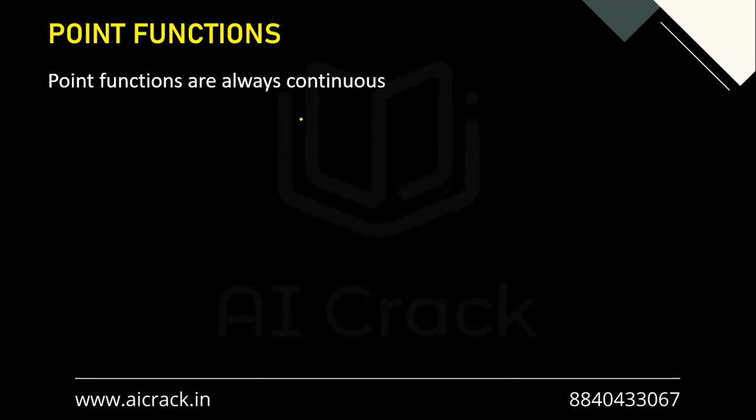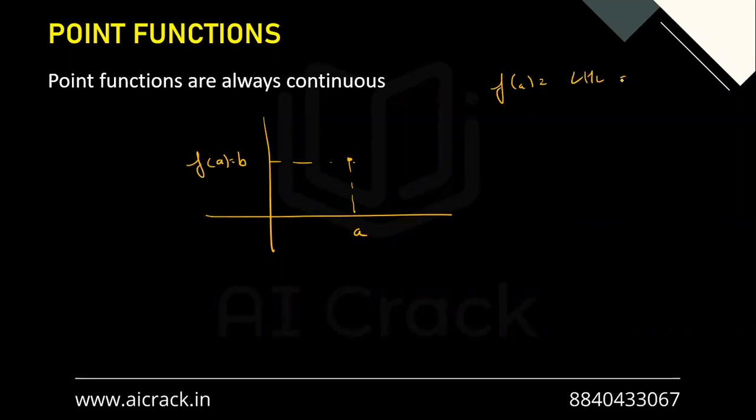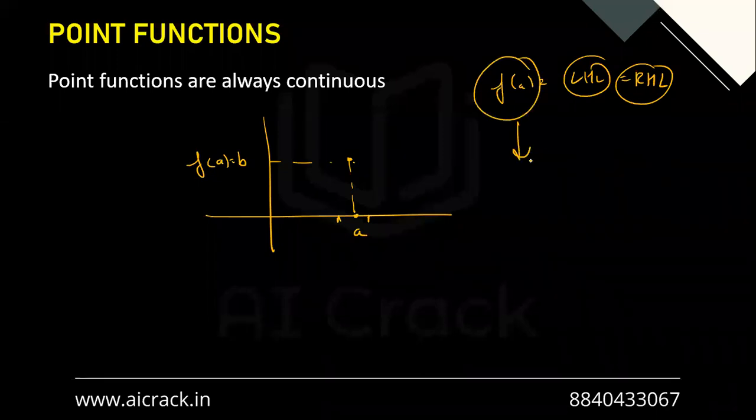So basically point functions are always continuous. Why? Because they are being defined at just one singular point. Now what is the definition of continuity? We say that f of a, let's say this is point A, this is f of a equals b. f of a equals LHL equals RHL in that vicinity. But over here, the function is not being defined at any place. It's being defined at a singular point, that is a. That is just one point. It's not being defined at a plus h or a minus h. So we cannot calculate the limits over there. Since these are not possible to calculate, only this is being defined. So this automatically becomes continuous.